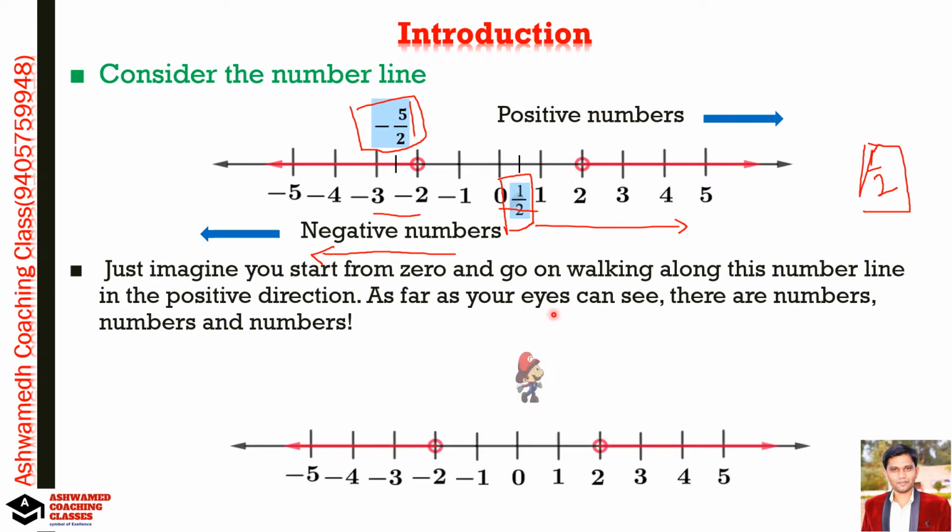Suppose we start walking from here and go in this direction, what do I get? Only numbers, numbers and numbers. There is no end. There are infinitely many numbers, starting from 1 after 0 here. So we get the positive set of numbers, that is 1, 2, 3, 4 and so on. This is 1, 2, 3, 4, 5, 6, 7 and so on. We get the set of natural numbers.